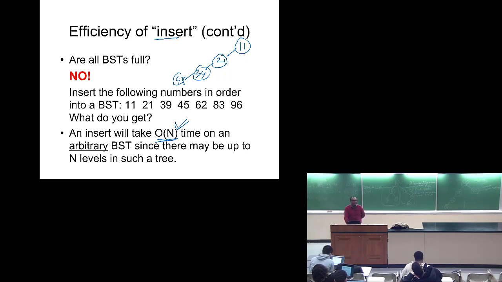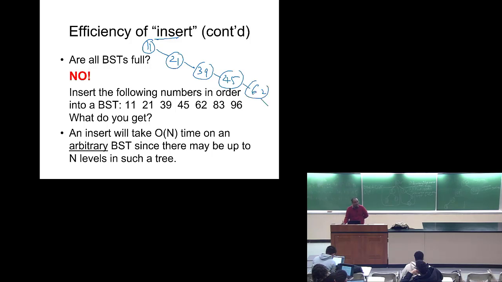Question? Yep. Wait, for that example, shouldn't they be on the right because it's greater? Oh yes, that is a blunder on my part. Thank you so much for correcting. Yes, you are right. These are less than. So let me redo that exercise because I created a wrong tree. 11 and then 21, then 39, 45, 62. You can do it. Sorry about that. That was a total blunder.